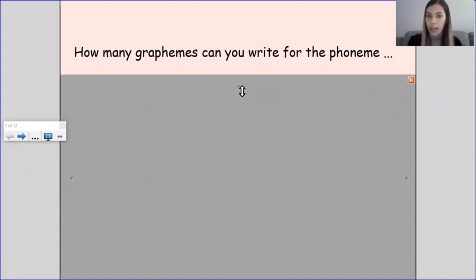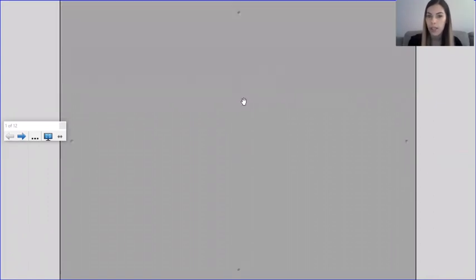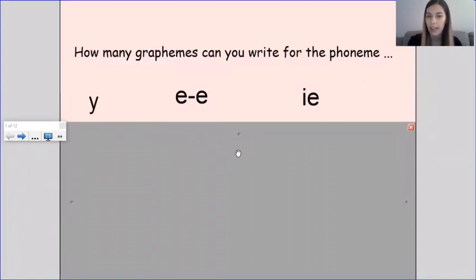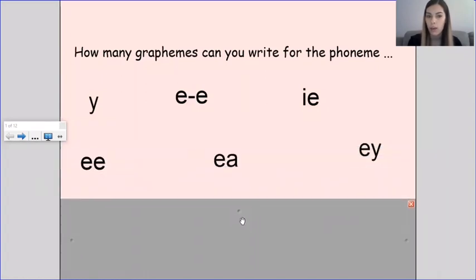Okay, if you're ready to check, let's have a look. These are the ones that I came up with. So I have Y on its own, split digraph E, the IE digraph, double E digraph, EA digraph, and EY digraph. I wonder how many of those you came up with. Well done if you gave it a go.